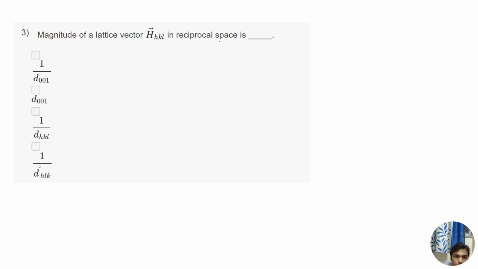So the magnitude of a lattice vector HKL in reciprocal space, we had just seen this HKL, it has d of HKL. Since it is talking about the magnitude, 1 by d vector HKL is not the correct answer. 1 by d001 talks only about a particular plane, whereas this talks about the HKL plane. So your correct answer is 1 by d HKL.